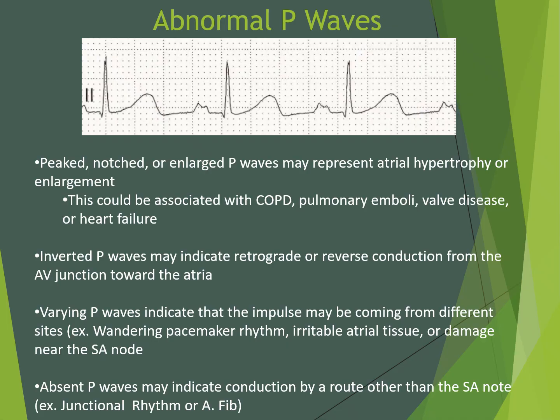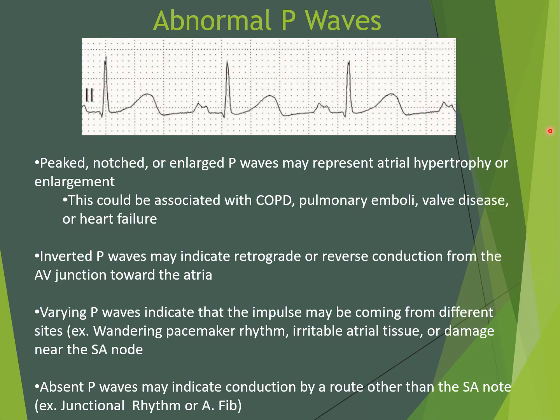Abnormal P waves may appear peaked, notched, or enlarged, and may represent atrial hypertrophy or enlargement. They could also be associated with COPD, pulmonary emboli, valve disease, or heart failure. In this strip here, you can see that the P waves are notched. So you may have a patient that goes for an echo, and if the report indicates that they have atrial hypertrophy, you could look back at the strips and see if you could find these little notches to relate back to your patient's symptoms.